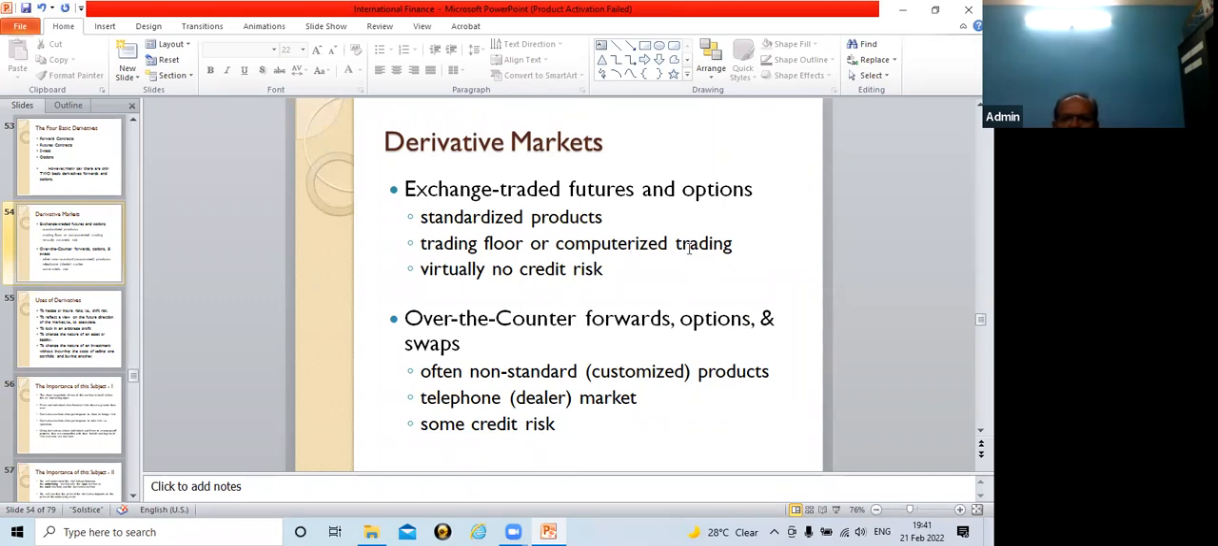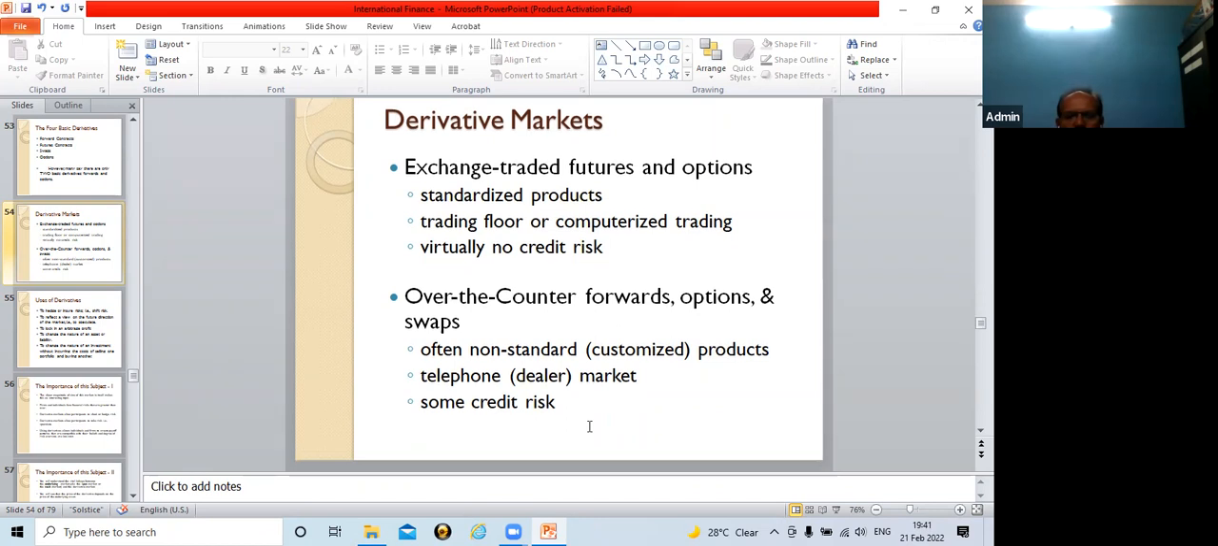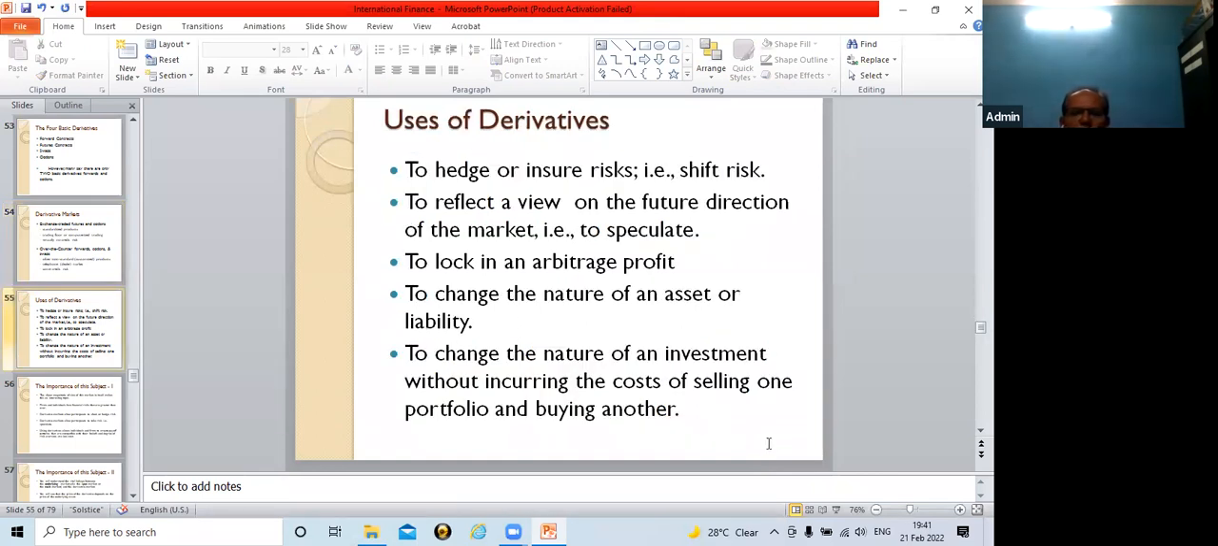Then trading floor or computerized trading, virtually no credit risk. Over the counter, that is called the OTC: forward, option and swap are over the counter. Often non-standard, customized products, telephone, dealer market, and some credit risk. Derivatives market.